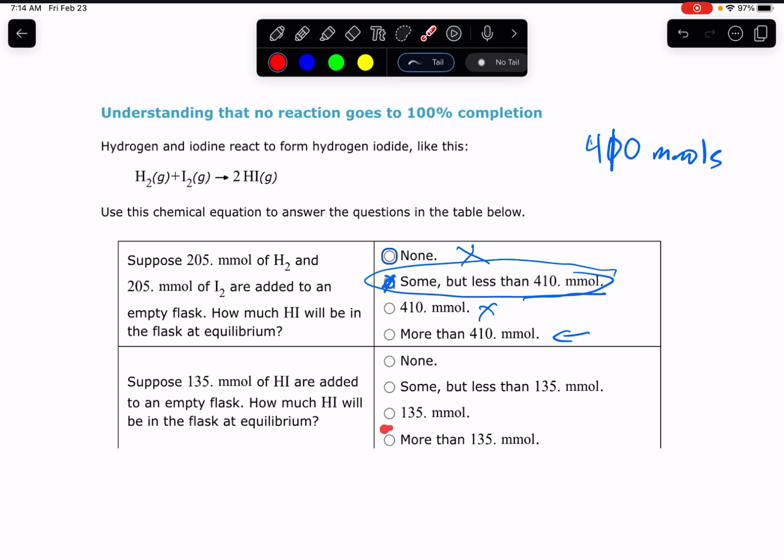But let's just verify the other side. The other one is saying 135 millimoles will be how much we have of this at the end. That would essentially be saying that nothing went across. And again, in the we-want-to-create-more-matter-than-exists world, you cannot have more than what you started with here. So of all of our choices here, some, but less than 135, is the correct answer. Hope this helps.